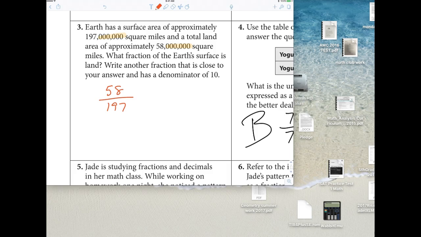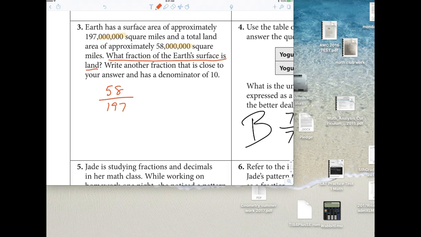So I'm going to be careful here, because this is where you can make a mistake. What fraction of the Earth's surface is land? That's telling you that the land goes first, because it's land to the total, correct? So the land is 58. 58 over 197. And then it said to write another fraction close to the denominator.